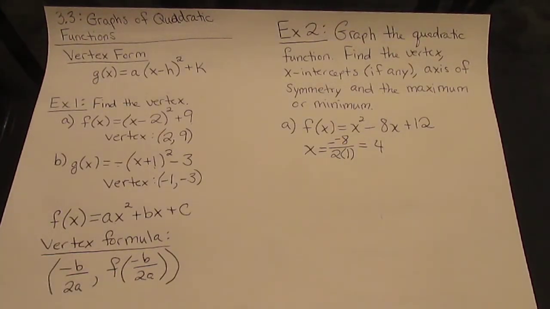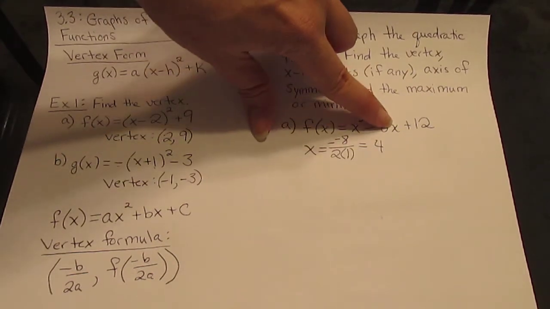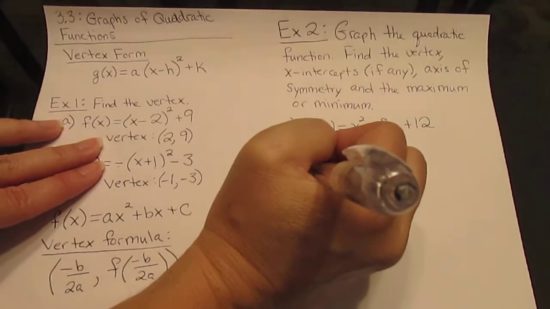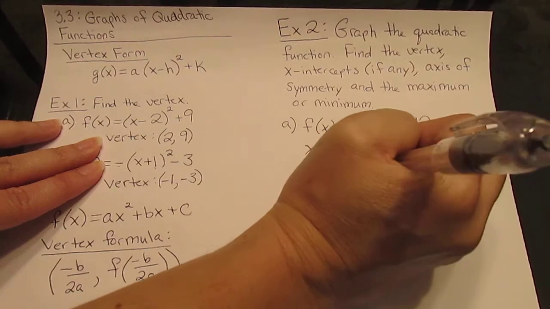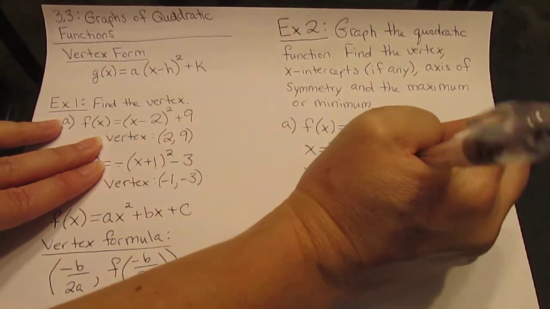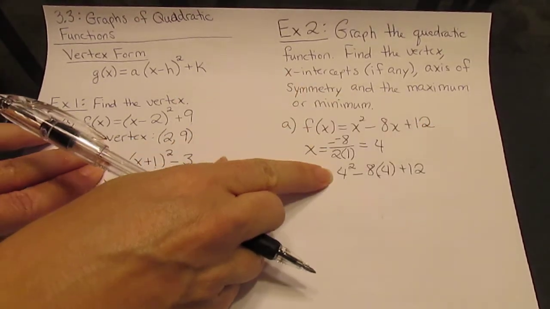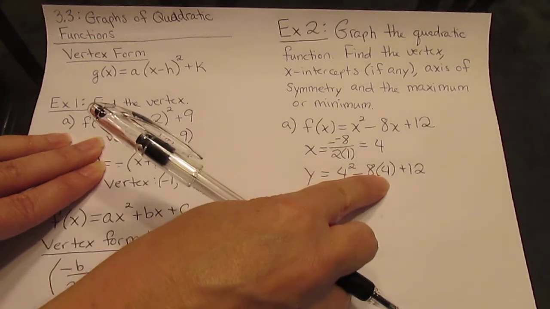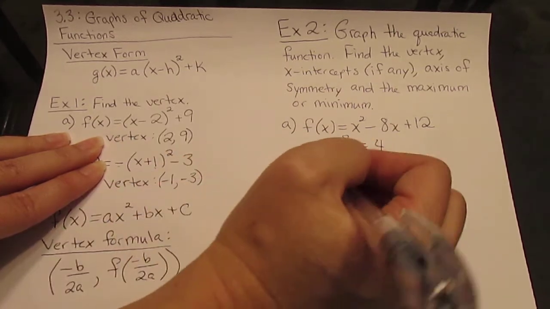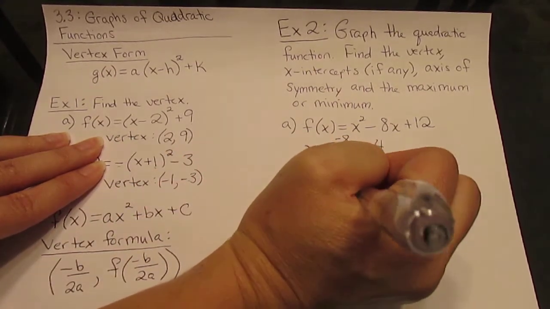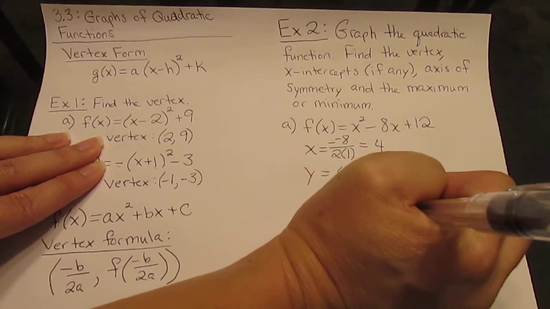To find your y, all you have to do is plug whatever you found for x back into the original function. So let's see, we'll get 16 minus 32, so that's negative 16 plus 12, so that's negative 4. Okay, so we've got (4, negative 4) for the vertex.